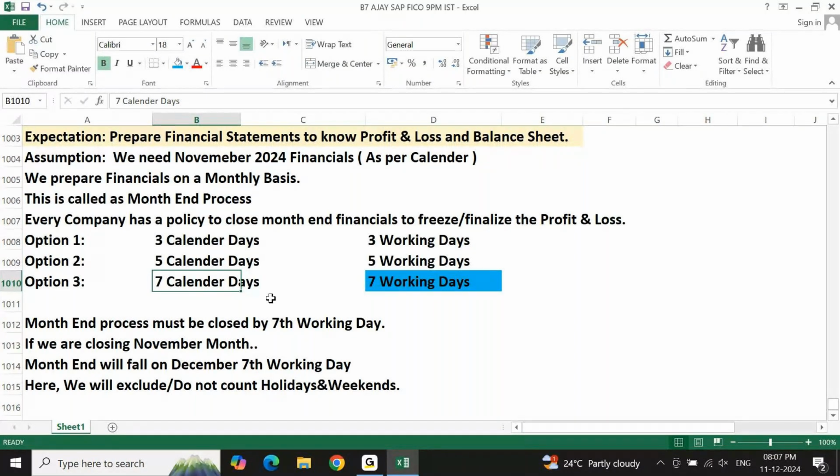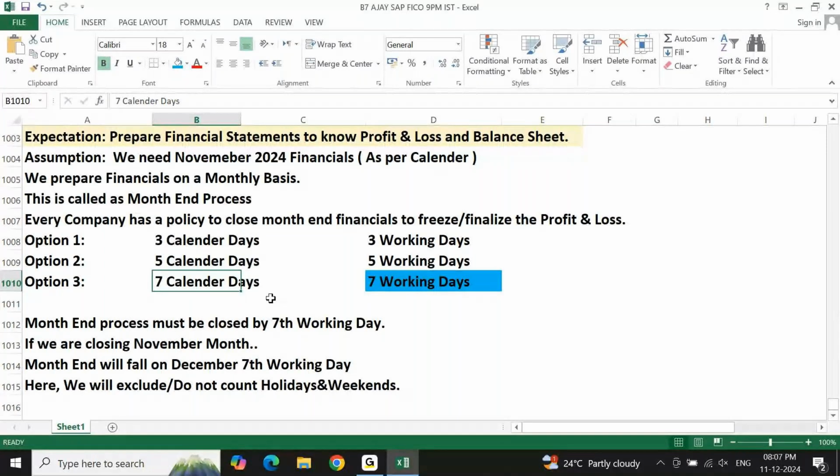Now this depends on company to company. Every company may have their own logic. Every company may have their own format, for which we have nothing to do. All we need to know is how their month end closing is happening. Accordingly, you need to understand, okay, this is how this company is closing their financials. Let's say that we need to finalize the month end process on the 7th working day. According to the calculation, let it be any day. We are on the 7th working day.